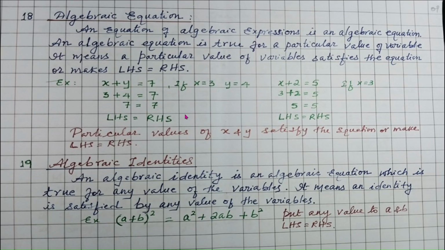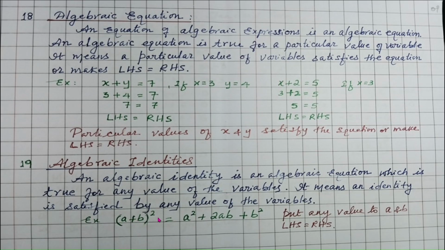Now let us understand what an algebraic identity is. An algebraic identity is also an algebraic equation. Please understand this. An algebraic identity is also an algebraic equation which is true for any value of the variables. It means an identity is satisfied by any value of the variables. Let us take one example here.